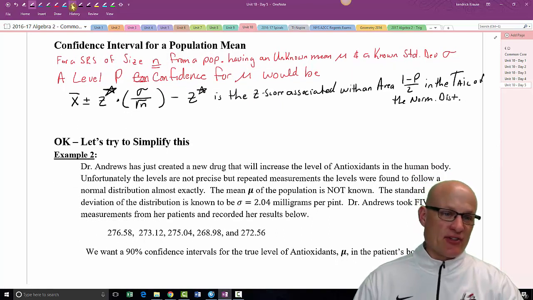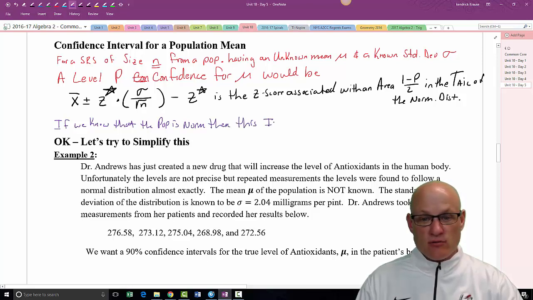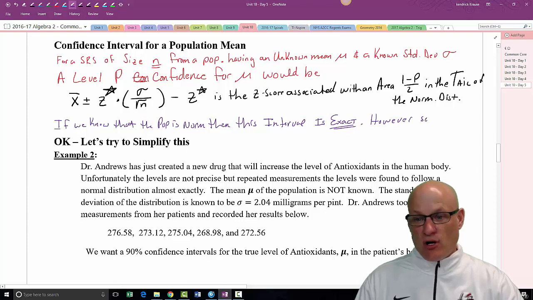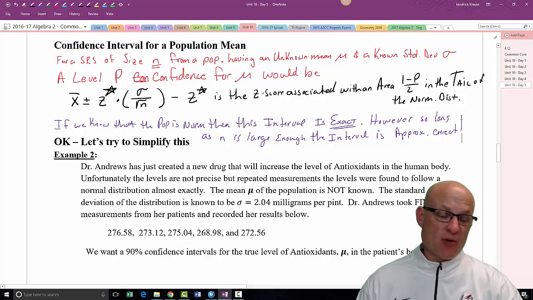So here's one last thing, and this is just a little bit overkill. If we know that the population is normal, then this interval is exact. However, most of the time, so long as n is large enough, the interval is approximately correct. Really close. And remember, the larger the n, the better we're going to do.